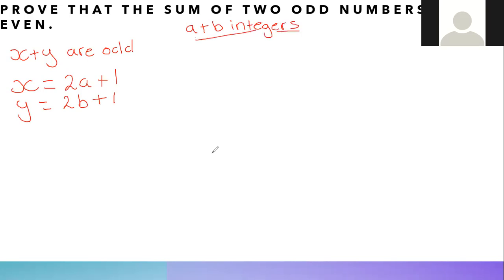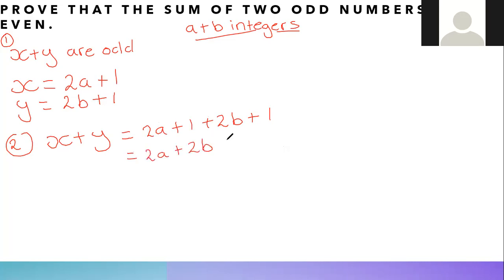Okay. Now we're going to go on to sum, which is what we said before. So we can actually sum these together. We look at these and go, okay, if we did x plus y, these are whole numbers, these are positive numbers, we can sum these together. So x plus y, well, that would equal 2a plus 1 plus 2b plus 1. Then we can simplify that. So x plus y equals 2a plus 2b plus 2.